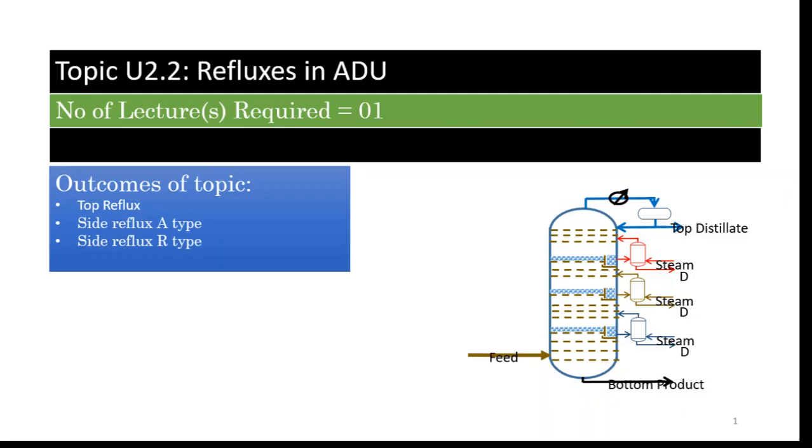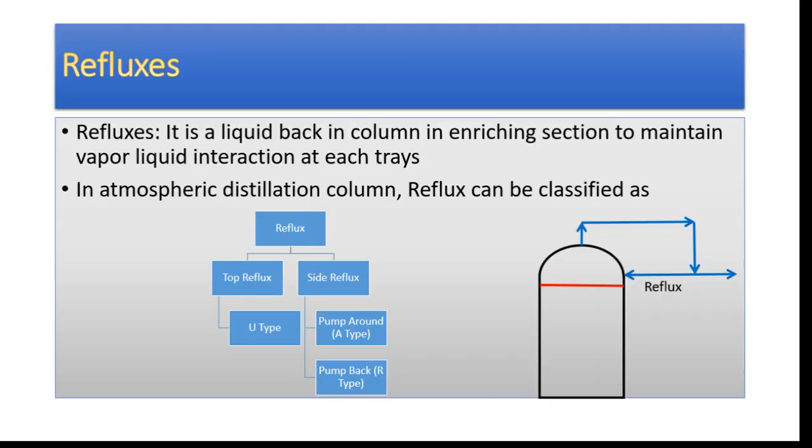So this is the second topic of unit 2, in which we are going to discuss the refluxes in the atmospheric distillation column. Refluxes, as we all know, are basically liquid that is coming back into the column from the top section, especially in the enriching section of the column.